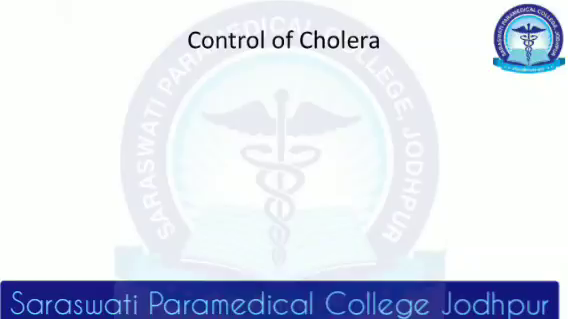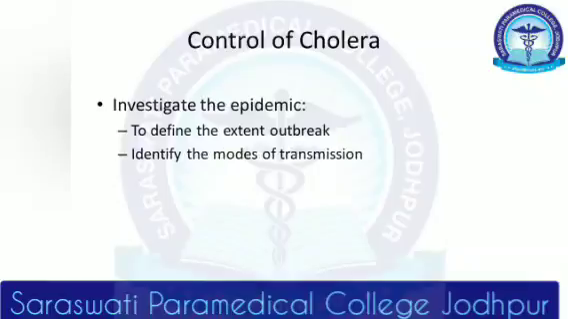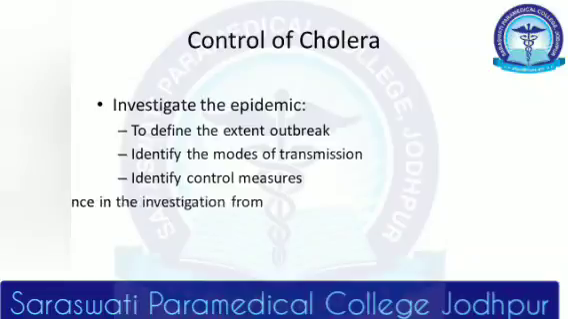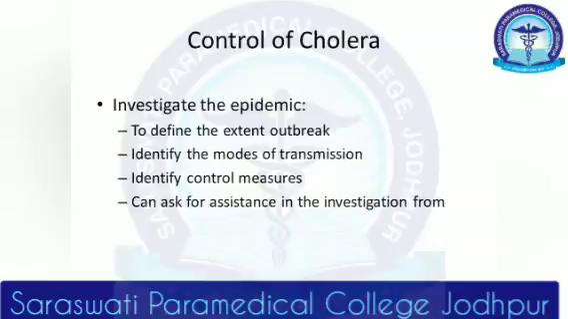Once the cases have been rapidly searched and the severe ones are treated, we need to investigate the epidemic. We get time to investigate the epidemic, to define the extent of the outbreak, to identify the modes of transmission which cause the outbreak, and to identify which control measures are to be applied to control the present outbreak. Assistance in this investigation can be asked from the following institutions.